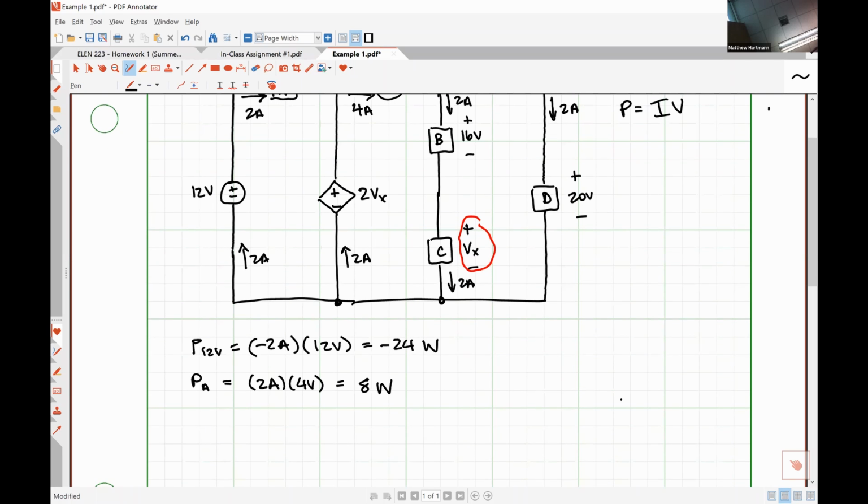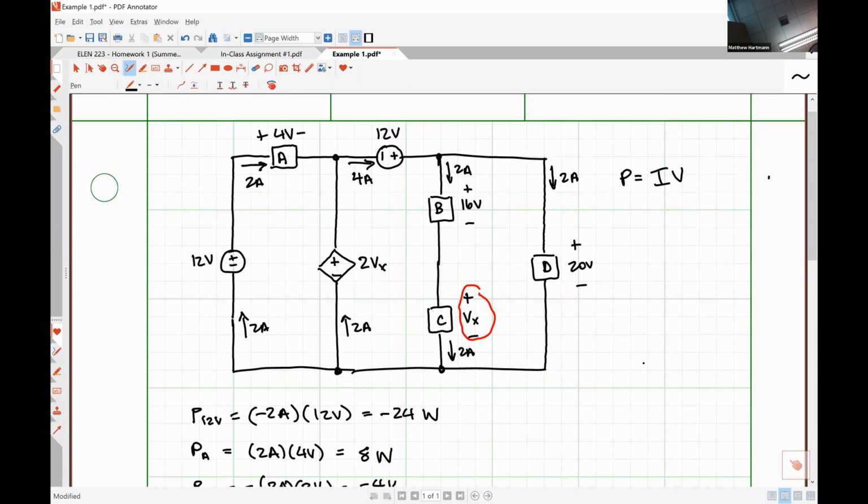Let's do our dependent source. So we have a current of 2 amps flowing into the negative polarity terminal. So we're going to have negative 2 amps multiplied by the voltage, which is 2 Vx, gives us negative 4 Vx watts. This is going to be one of the expressions that helps us define that unknown voltage Vx.